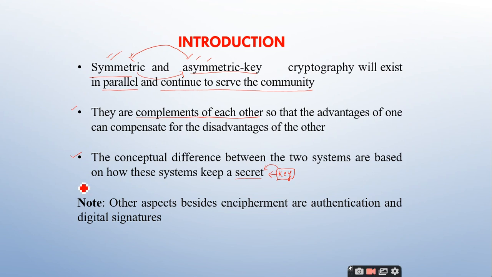Other aspects: this asymmetric key cryptography is used for the conversion of plain text to ciphertext or ciphertext to plain text. That means we use it for the process of encryption and decryption. But other than this, asymmetric key cryptography also supports the concept of authentication, and it also supports digital signatures, right? We have these topics in the coming chapters, but let us see what we mean by authentication.